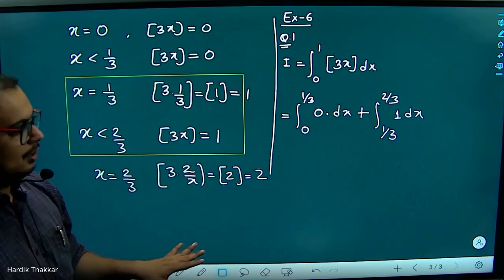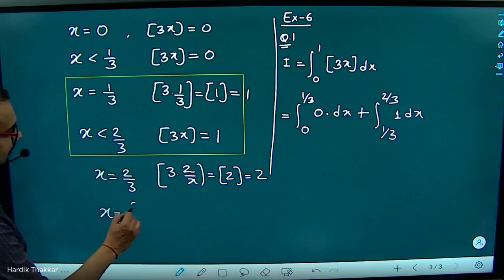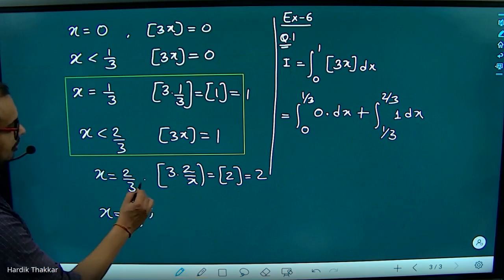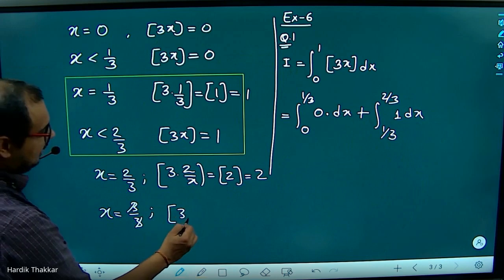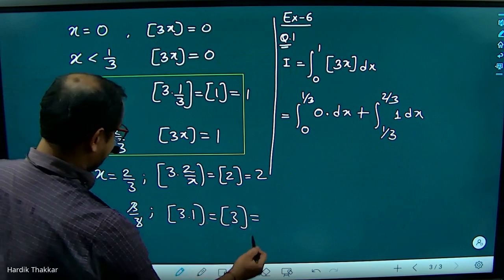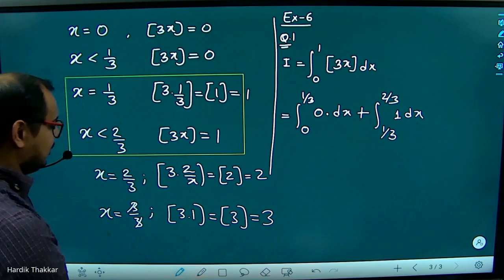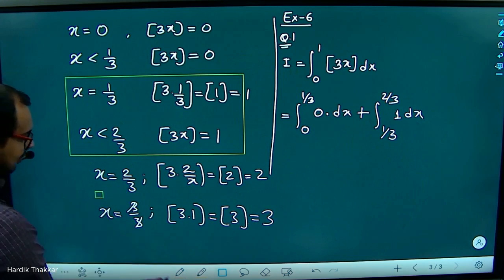Now the next interval will be for greater than or equal to 2 by 3, to greater than 2 by 3, up to 3 by 3, because 3 by 3 is 1. When we put 3 by 3, like 1, in this greatest integer function, we will get 3 into 1, that is nothing but 3. So that means we'll consider a lesser value. So for the next interval, it means till x is less than 1.